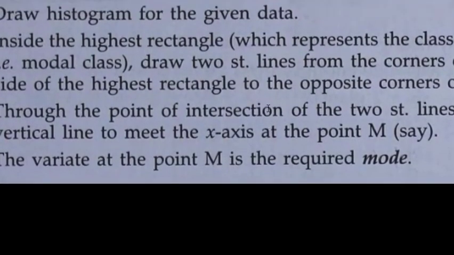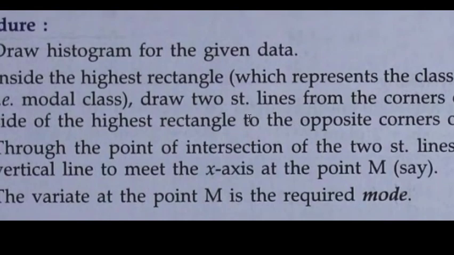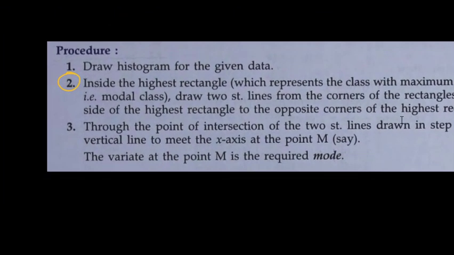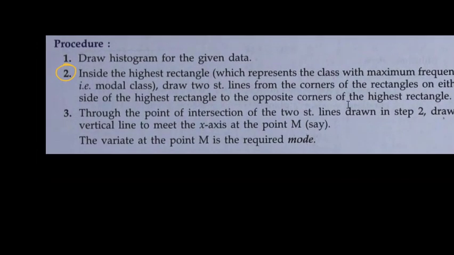Second stage, if you see the problem, the procedure inside the histogram: the highest rectangle. So the highest rectangle we have seen is a rectangle of 18, which represents the class with maximum frequency, that is the model class. So that class of highest frequency is called the model class. That also you keep in mind.